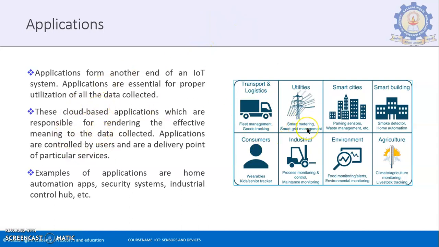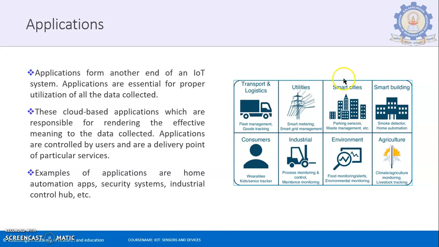Next is utilities, with smart metering and smart grid management. If any fault is occurring at any place in an electrical grid, you will be able to know it through the usage of Internet of Things. From a distant location itself, you will be able to track that there has been an error in a particular device over here, and so on. The next one is smart cities, with parking sensors, wastewater management, and so on.